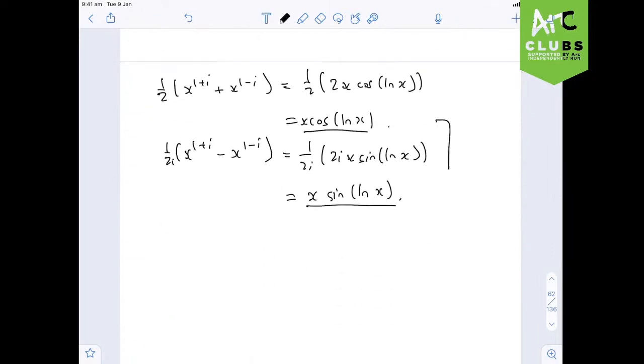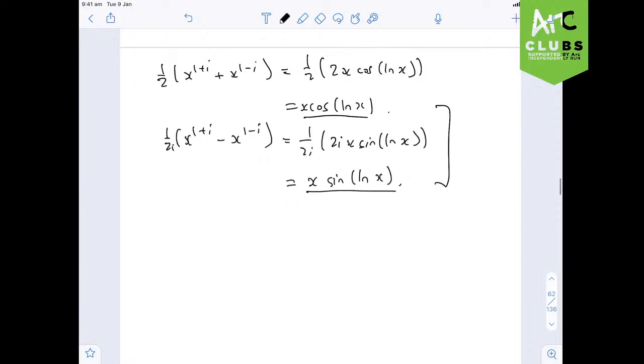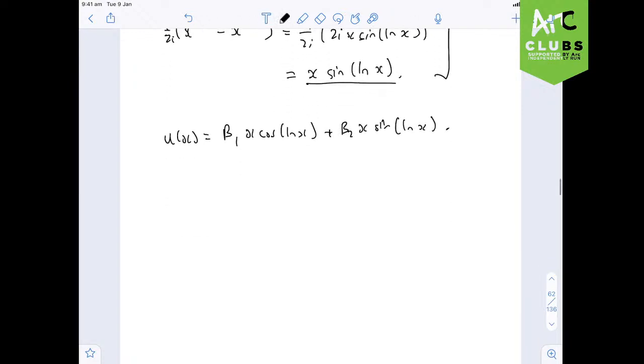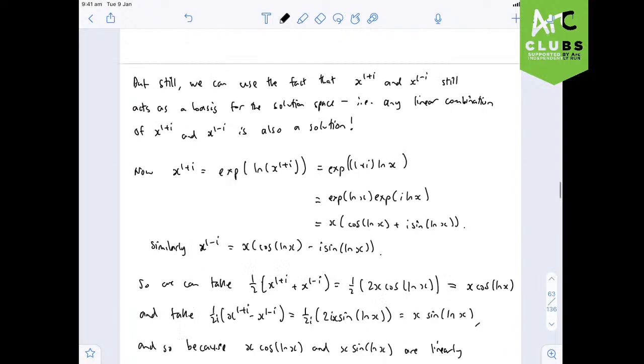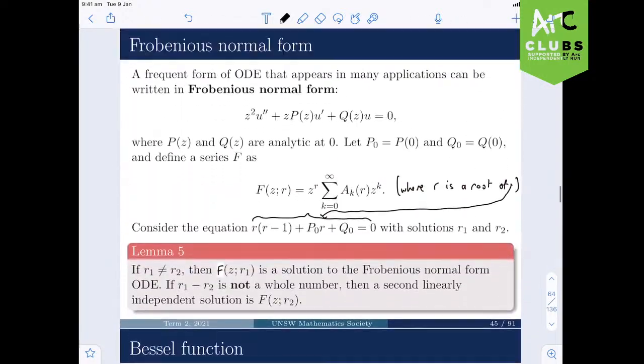And so these two still form a basis for the homogeneous solution space. So the general solution is u(x) equals different constants, b1 x cos(ln x) plus b2 x sin(ln x). That is the general solution, and that's real. Now we're happy. Okay, so moving on.